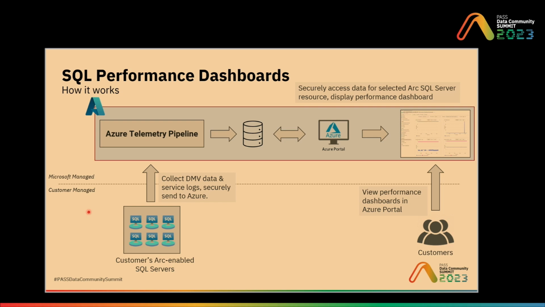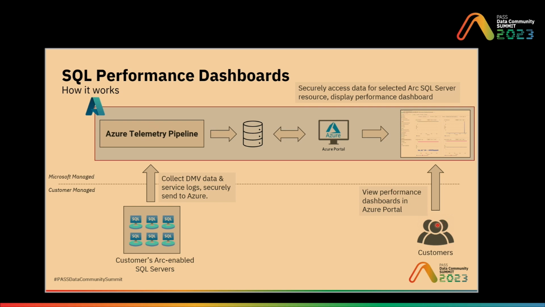So on this diagram, in the lower left-hand corner, these are your Arc-enabled SQL servers that you've Arc-enabled through the great instructions that Dhananjay gave us at the beginning. We are collecting DMV dataset information from those SQL servers, as well as the service logs for our service, and securely sending them up to Azure to a telemetry pipeline.